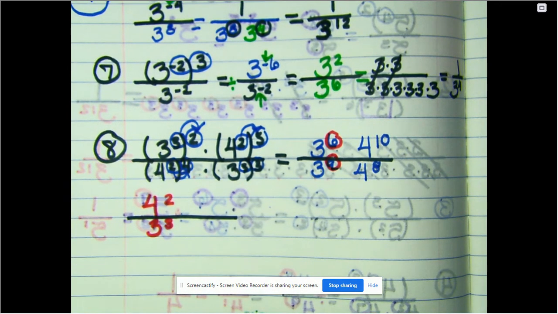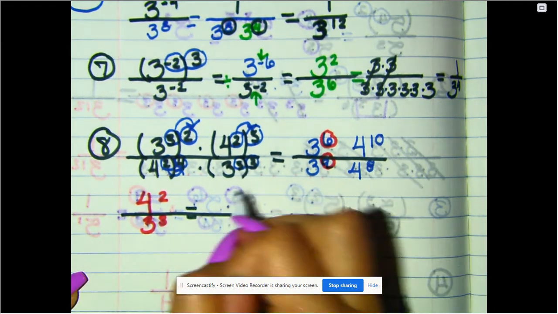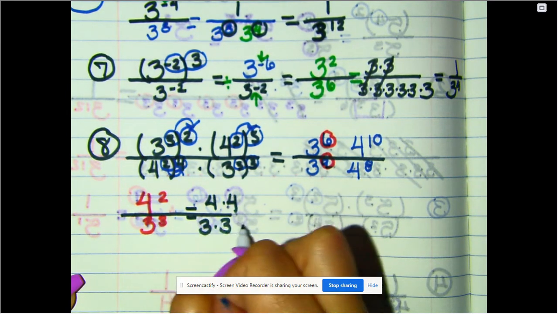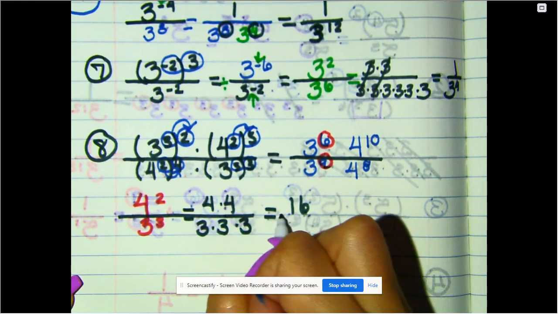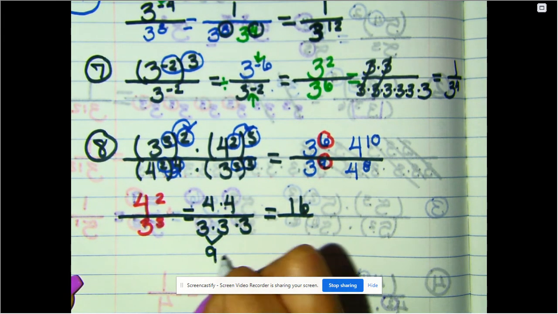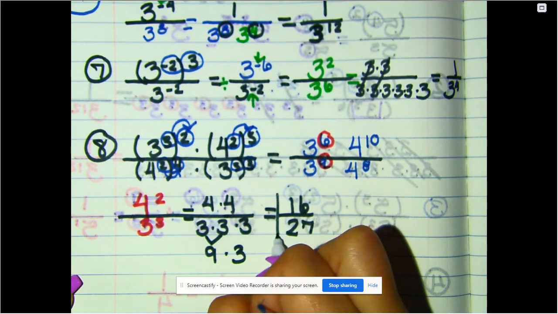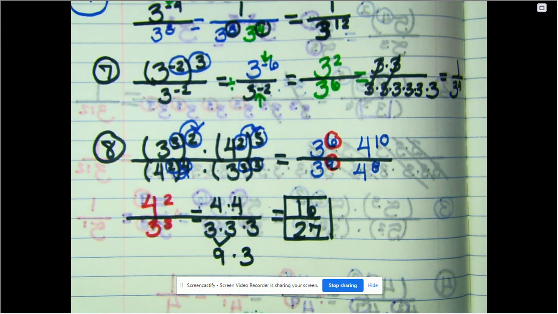Okay? Now there was one more because this particular one asks for the value. Okay, so I am going to expand from here. Okay, 4 times 4 is 16. 3 times 3 is 9 times 3 is 27. So your final answer for the bonus example is 16 over 27.